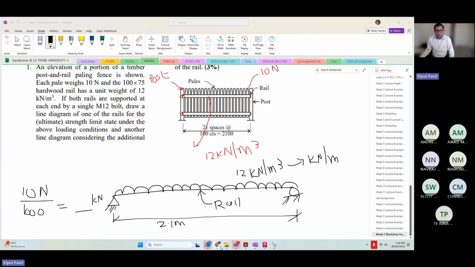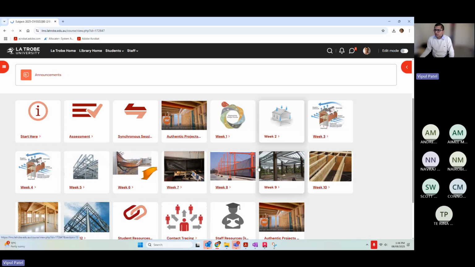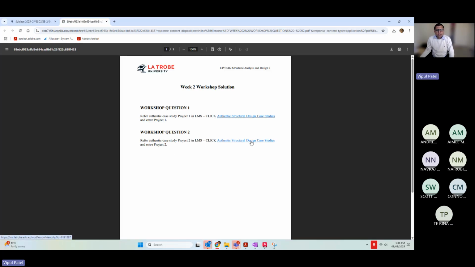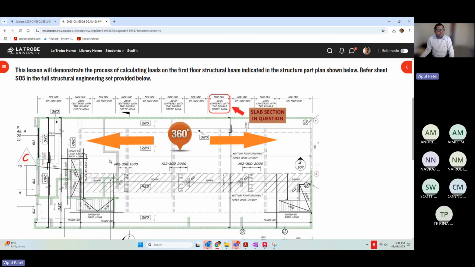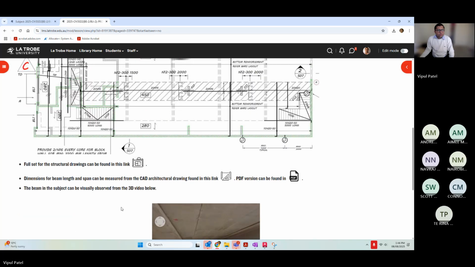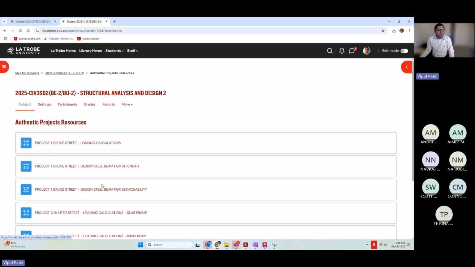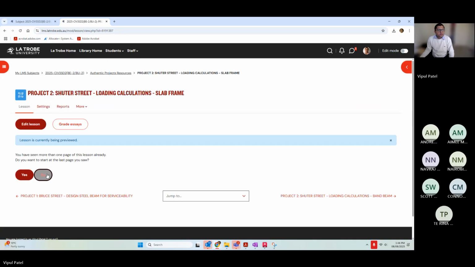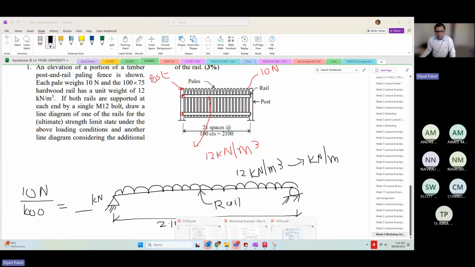These ones, I believe, the second one. Where is it? We just did the second example, I believe. That's the one they're talking about. Is it Sutter Street? Yeah, that one is Sutter Street, I believe. Authentic project resources, Sutter Street. Yep, that's the one. The concrete one is Sutter Street. So that's what they are referencing.